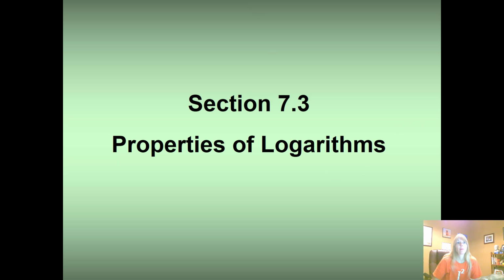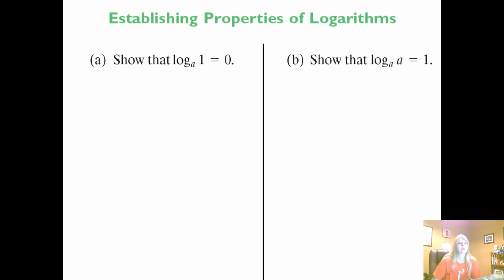Let's look at properties of logarithms. So we want to show that log base a of 1 equals 0 and that log base a of a equals 1. Now, if you're going back to my reminder that a logarithm is an exponent, then if I read this, it would say a to the 0 power equals 1, which makes sense. A to the first power equals a. Well, let's actually show this.